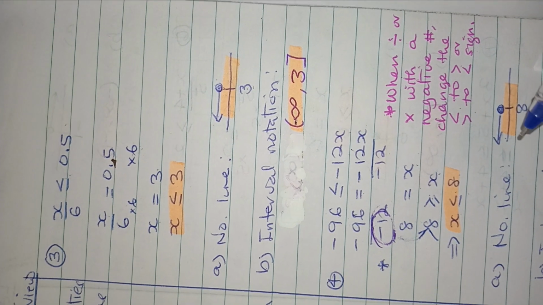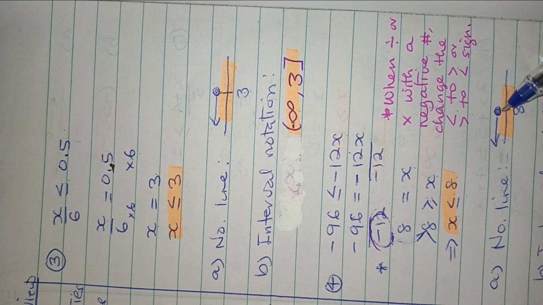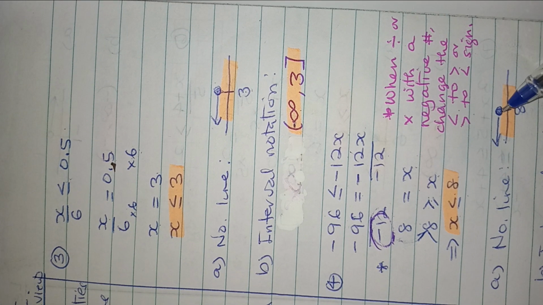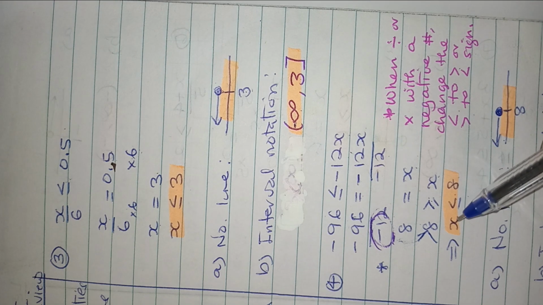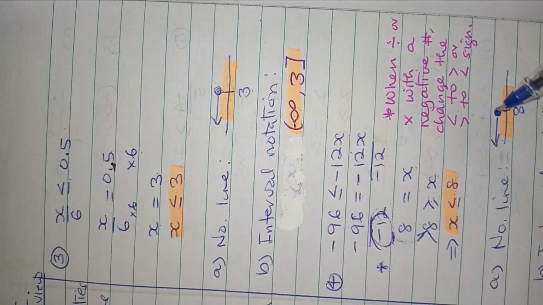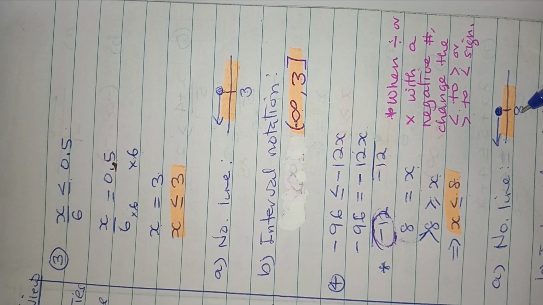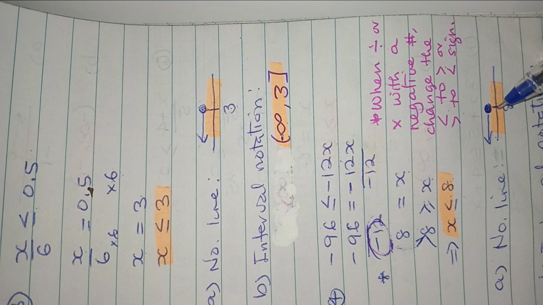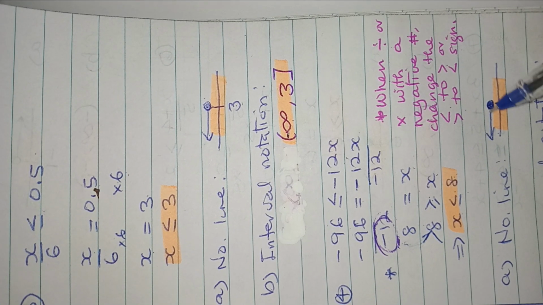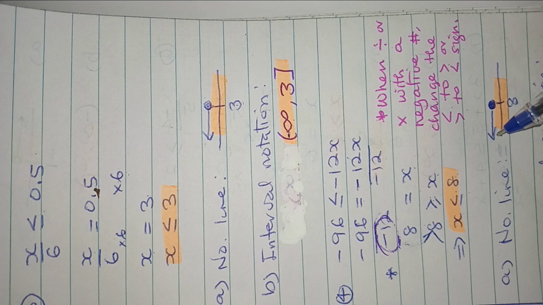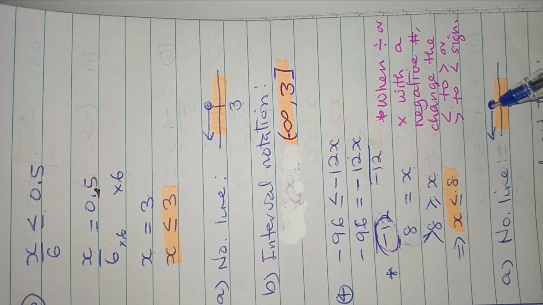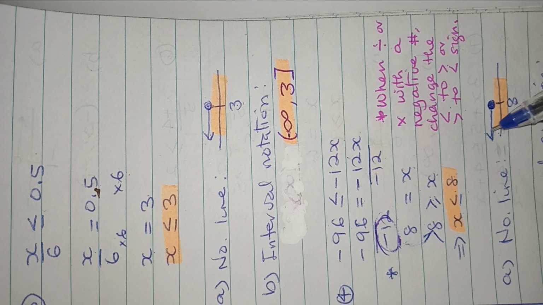Showing this on a number line, you indicate 8 on your number line, put your circle, and of course you shade it because x is also equal to 8. And shading the circle means 8 is also part of the x values. And of course the arrow shows the other x values. And since x is less than 8, we point the arrow towards the left.